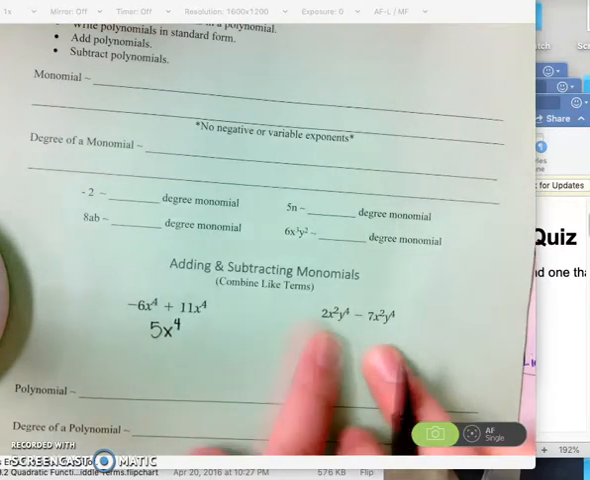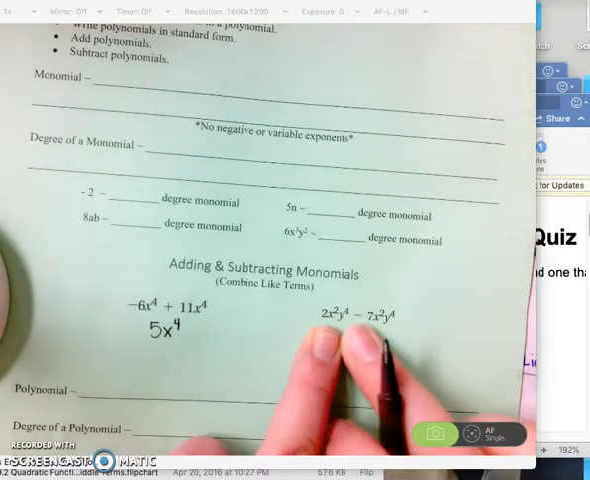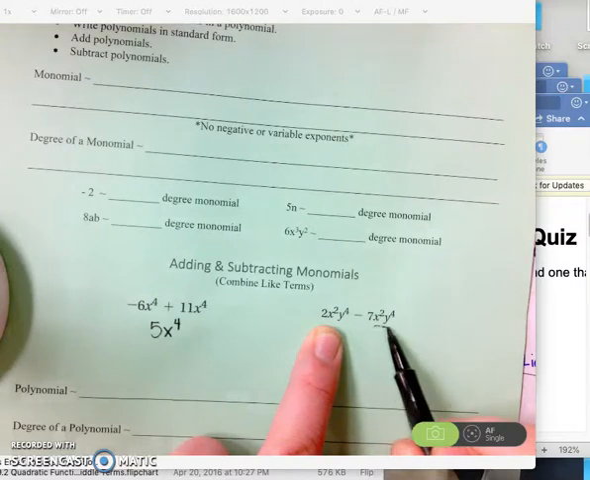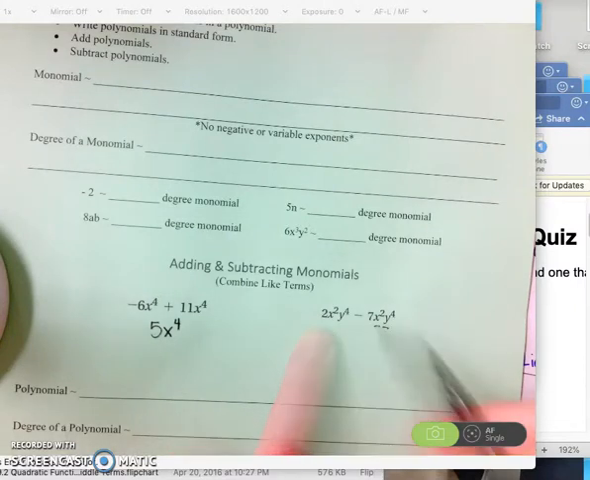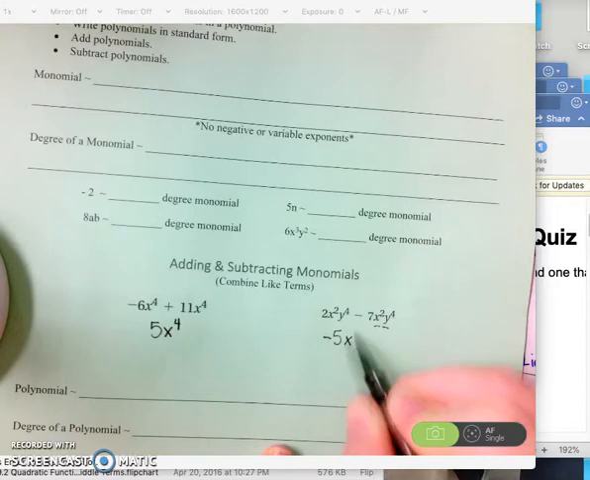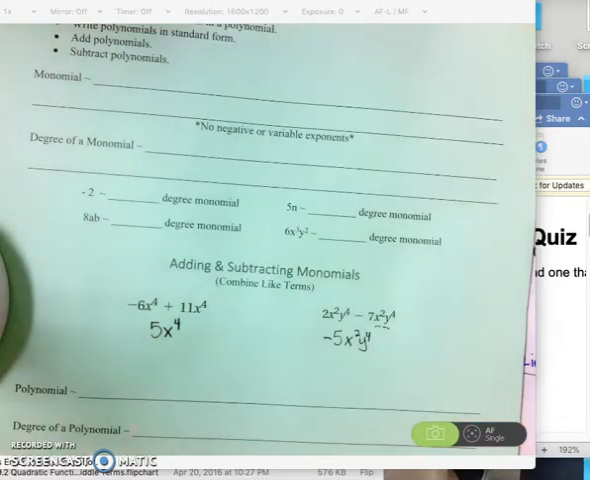And then here I have 2 x to the second, y to the 4th, and 7 x to the second, y to the 4th, so I'm going to do 2 minus 7, which is -5, x to the second, y to the 4th. It's important to remember when combining like terms that it doesn't matter how many letters there are. If they're the same letters raised to the same power, you can add and subtract them.